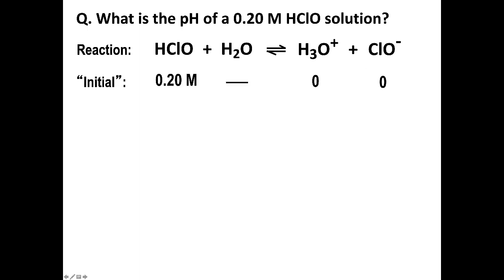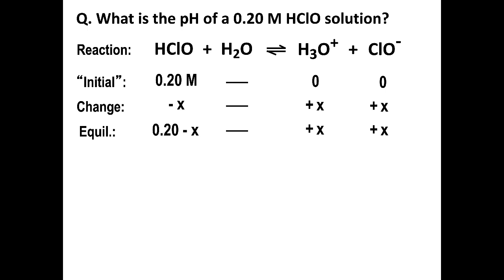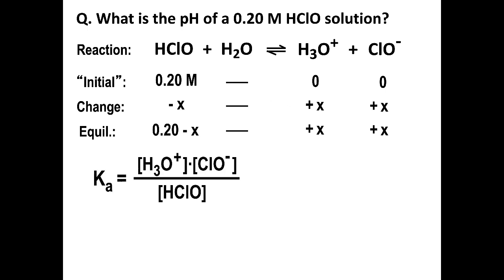Our initial is 0.20 molar, and we pretend again it hasn't dissociated, so 0 and 0. We know it really has to dissociate, so negative x and minus x and plus x and plus x. And then at equilibrium, 0.2 minus x and x for the concentrations of the species that are of relevance here. And then Ka, usual form, H3O plus times ClO minus over HClO concentrations. And that equals x squared over 0.2 minus x.